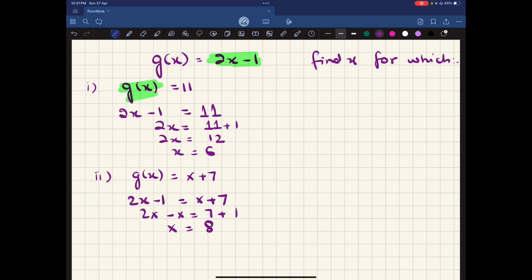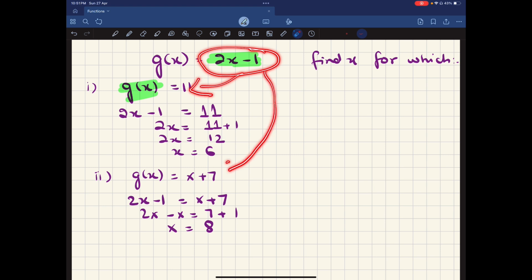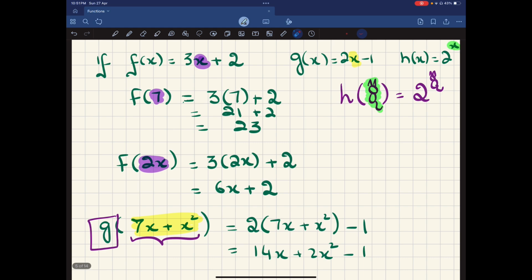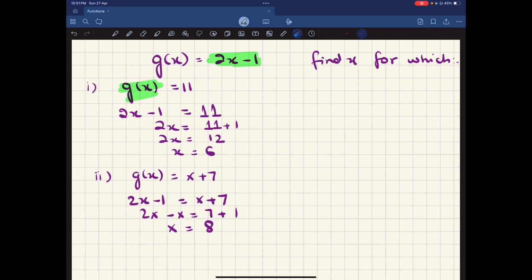Okay, so when you're given the value of a function and you want to find the value of x, put the formula for the function equal to the number or the expression, whatever it is, and then solve the equation to find the value of x. These are pretty straightforward questions, and sometimes you can score 1 or 2 marks very easily by utilizing these very easy techniques.